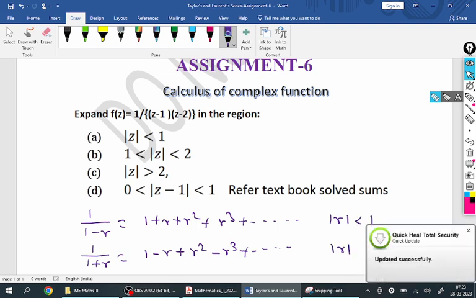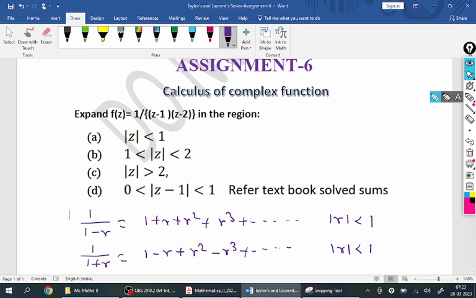So if mod of r is less than 1, then only these formulas are applicable. That means we can write 1 upon 1 minus r in the series form, provided mod of r is less than 1. So this is an important condition known as the region of convergence on which we are expanding our series. Everywhere our focus is to write the term as 1 upon 1 minus r, where the magnitude of r is less than 1.